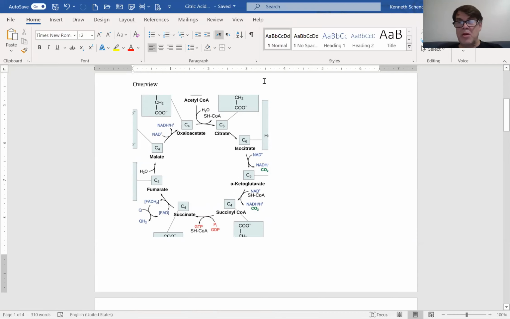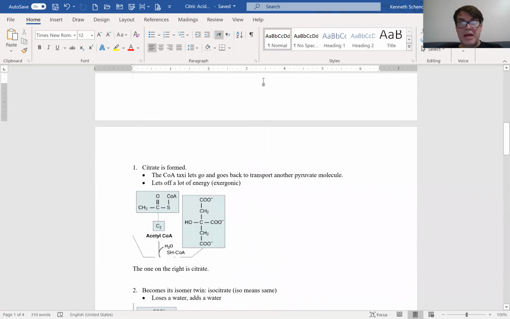Well, let's break it on down. So step number 1 of the citric acid cycle, a citrate is formed. The acetyl-CoA comes in, add a little water.